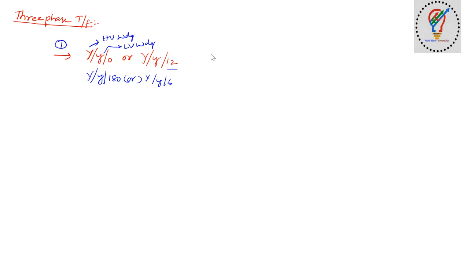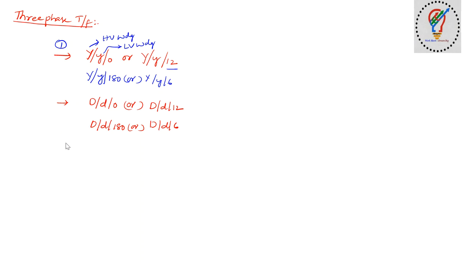Now we'll talk about the second category. The second category is capital D, small d, 0, or Dd12. So we can say Dd12 configuration. This can also be written similarly as Dd180, or capital D, small d, 6. Now this is one configuration.